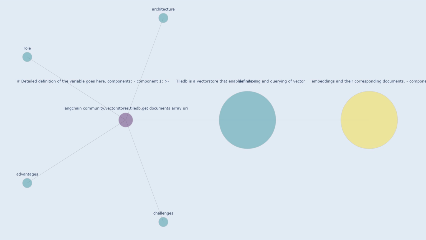In a practical scenario, this URI might be used in a search engine to retrieve relevant documents based on a user's query. The URI provides the location and access information for the TileDB array, enabling retrieval of stored documents.